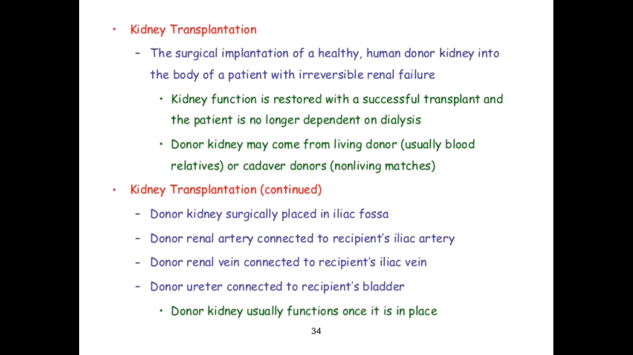Kidney transplantation. The donor kidney is surgically placed in the iliac fossa. Donor renal artery connected to the recipient's iliac artery. Donor renal vein connected to the recipient iliac vein. Donor ureter connected to the recipient bladder. The donor kidney usually functions once it is in place.